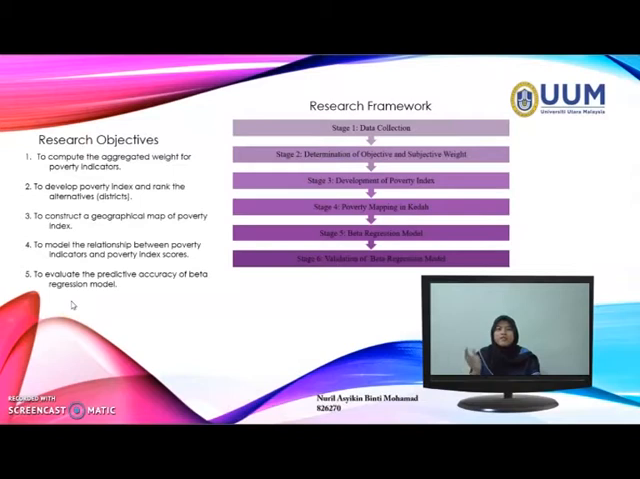To achieve the 5 objectives of this study, the methods of analysis are organized into 6 stages, beginning with data collection. And the next is determination of objective and subjective rates. The third stage is development of poverty index. And the next one is poverty mapping in Kedah. Then beta regression model. And the last one is validation of beta regression model.